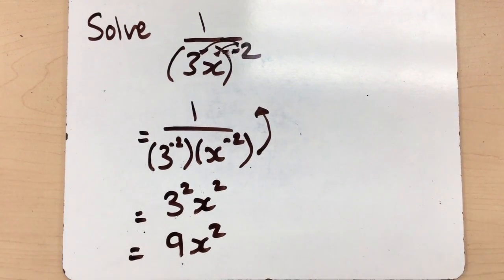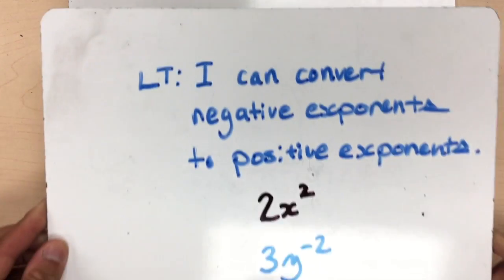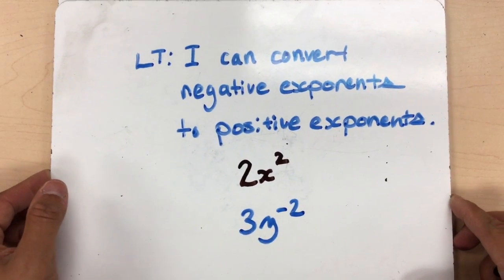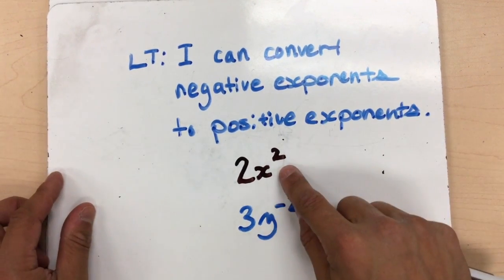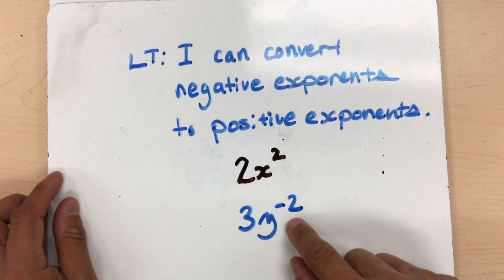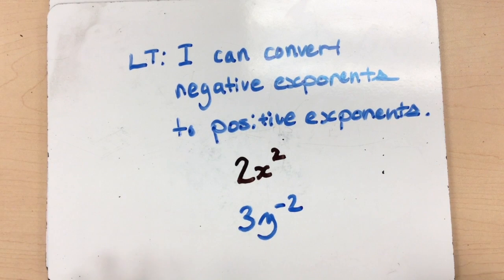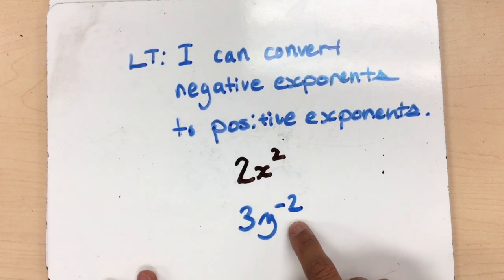So today what we were looking at was the learning target: I can convert negative exponents to positive exponents. This is what we want, and this is what we're working with. So how would you convert something like this to make it positive?